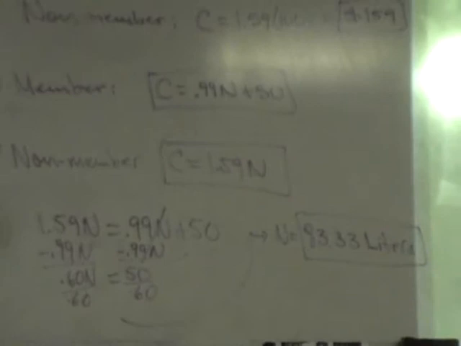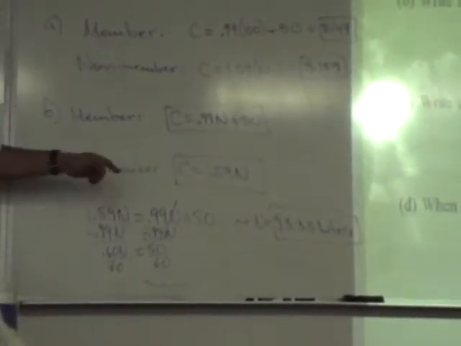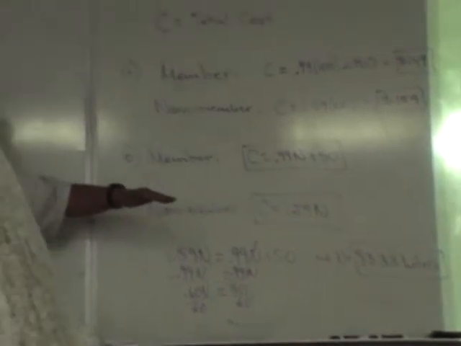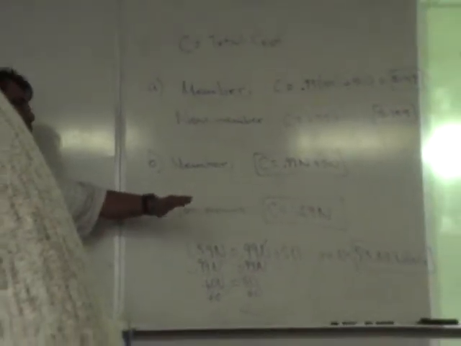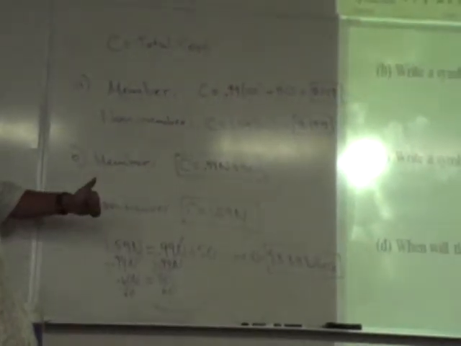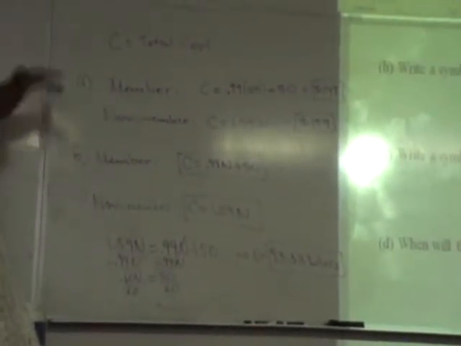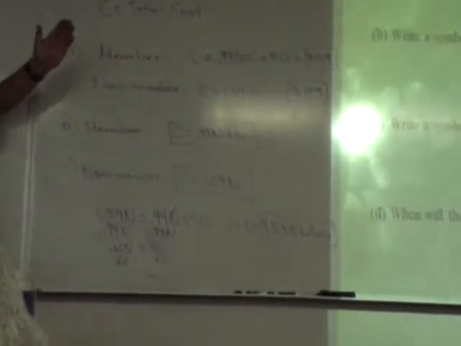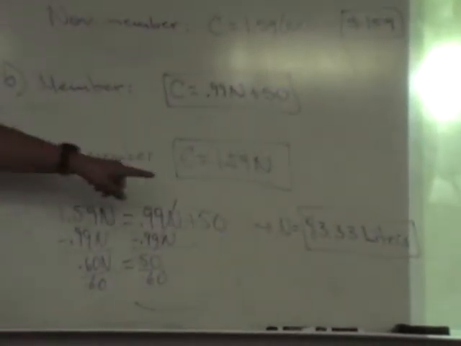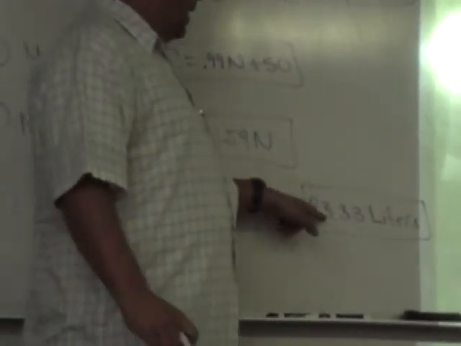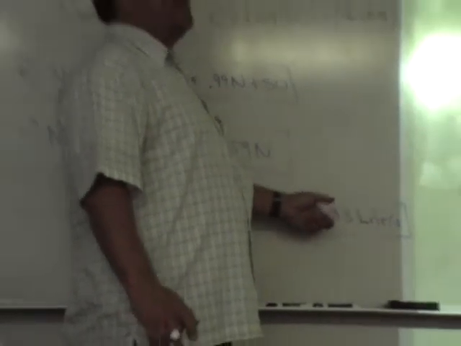Now let's say they don't sell you a third of a liter. Let's say you have to buy it by the liter. Then you would say, if you're going to buy 83 liters or less, you should not buy the membership. But if you're going to buy more than 83 liters, like 84 or more, you should get the membership. That's what makes sense. So at this point, they're the same. Anything less than that, you should be a non-member.